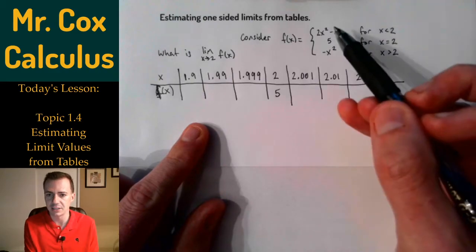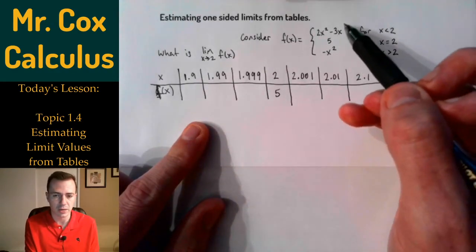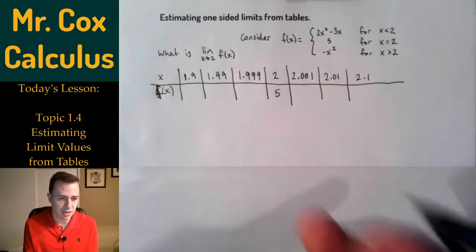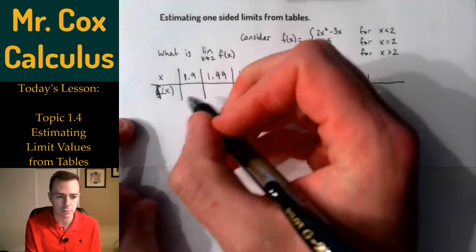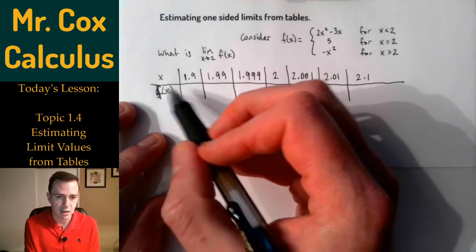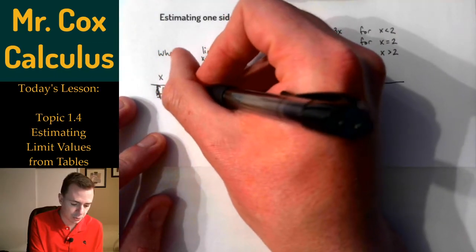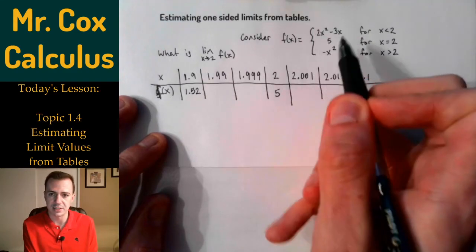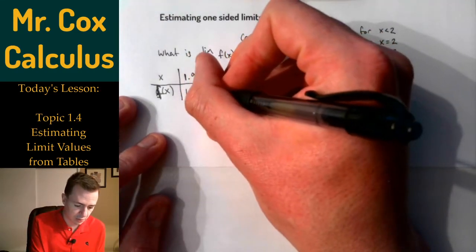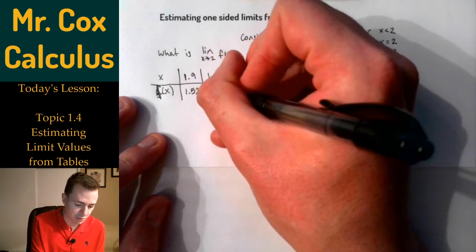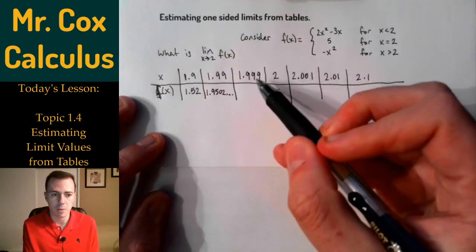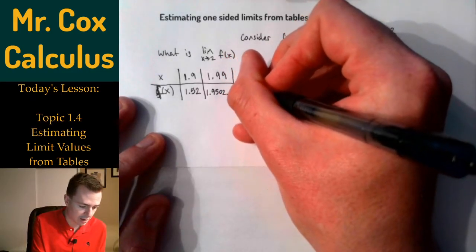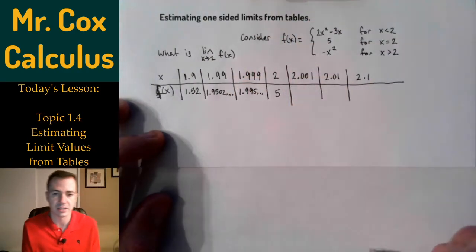And so if x is less than 2, these values right here are going to get substituted into 2x squared minus 3x. And I've already got the values for you. You would probably want a calculator tool to come up with this. But f of 1.9 is equal to 1.52. 1.99, if I substitute it into this function, is equal to 1.9502, and 1.999, if I substitute it in, is 1.995, and that's a decimal that continues to go.